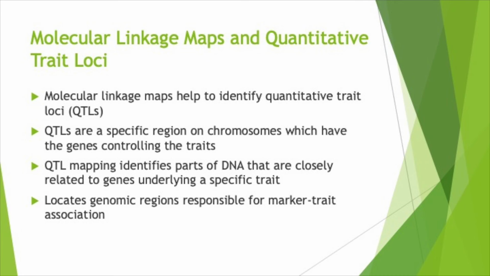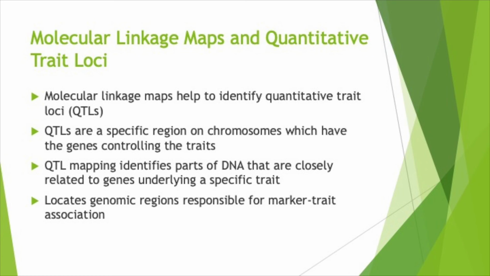Another way to figure out exactly what genes are responsible for what function is the use of molecular linkage maps to identify quantitative trait loci. Quantitative trait loci, also called QTLs, are a specific region on chromosomes which have the genes controlling the traits. Using QTL mapping, we can identify the parts of DNA that are associated to genes underlying a specific trait.